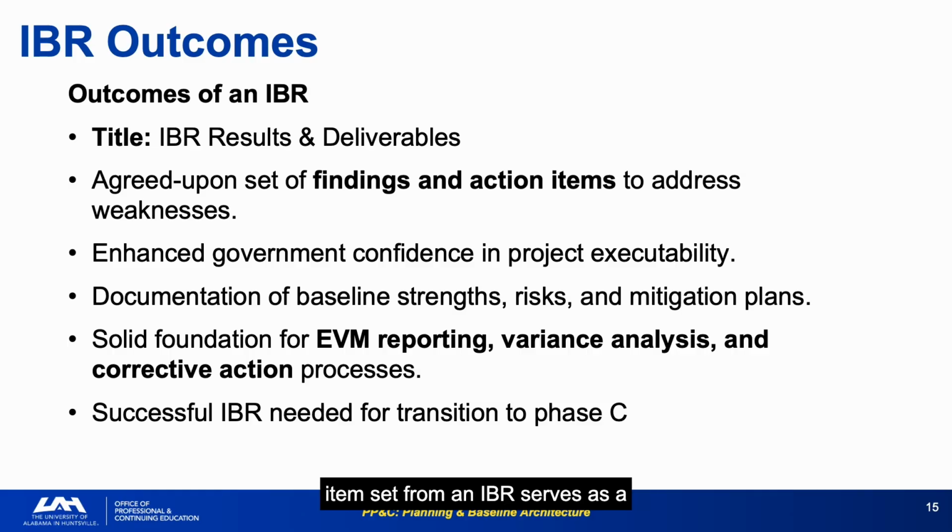The action item set from an IBR serves as a risk register for the baseline. It documents the weaknesses found and the commitments made to address them. Tracking action item closure is part of the PP&C control function in early Phase C. Solid foundation for EVM reporting, variance analysis, and corrective action processes. This is why the IBR investment pays off. Programs that rigorously implement IBR have a head start on every subsequent analysis challenge.